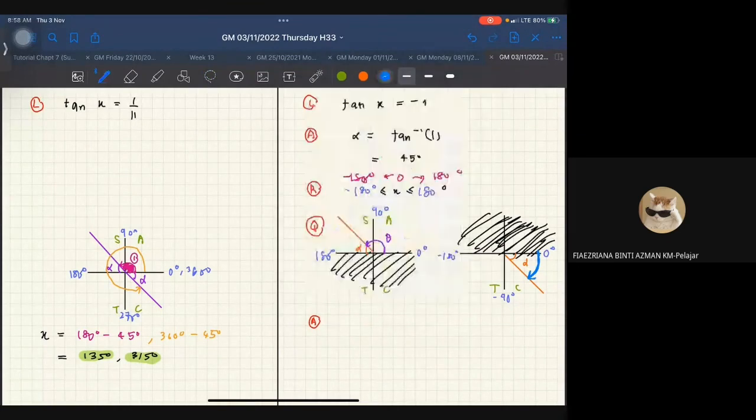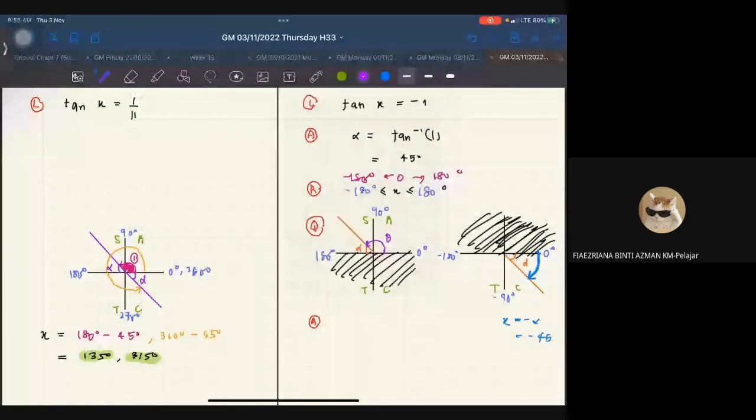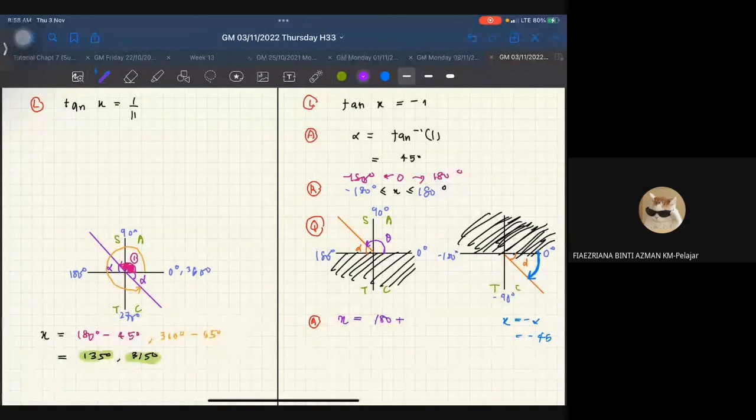Yang ni lagi simple. So theta is equals to, it's not theta, it's x. So x is equals to negative alpha. So negatif alpha sama dengan negatif 45. Contoh dia. Okay, so untuk yang belah kiri ni, simple je. Yang warna purple tu kan. So yang warna purple tu, awak punya X sama dengan 180 minus alpha, sorry, it's not plus, it's minus alpha. So 180 minus 45 dapatlah 135. Inilah jawapan dia. Okay.